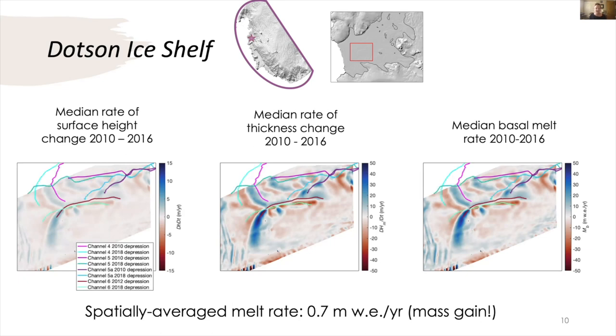And the newer surface depressions line up better with the mass loss, indicating that these channels are moving, but they still seem to be moving as a unit. It's also worth noting that the melt rate and thinning rate in this area, when spatially averaged, is negligible, indicating that any melt that's occurring is happening on the flanks of the channels and not upwardly and not contributing to upward incision.